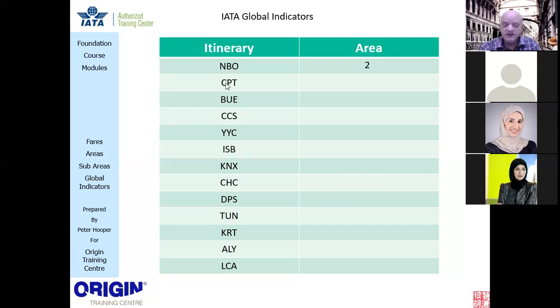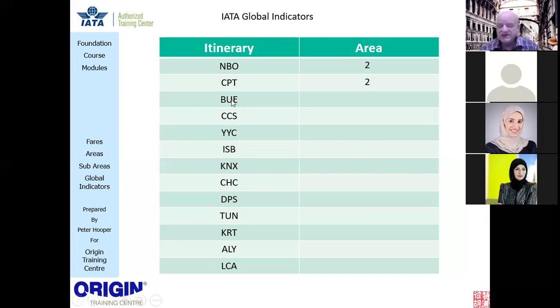So where is CPT? What city? Copenhagen. Good guess. The CP stands for Cape. Cape Town. So if it's Cape Town, what country is it in? South Africa. And that would be area 3. No, 2. Yes, it will be area 2. You see what I mean? You've got 3 things to juggle around up here.